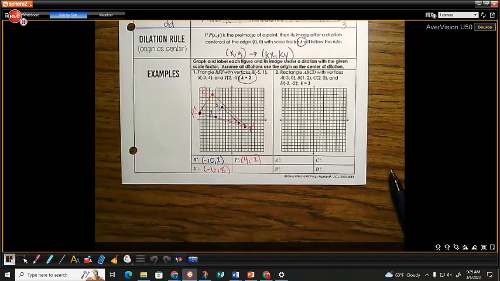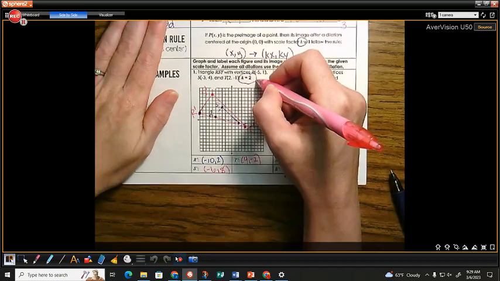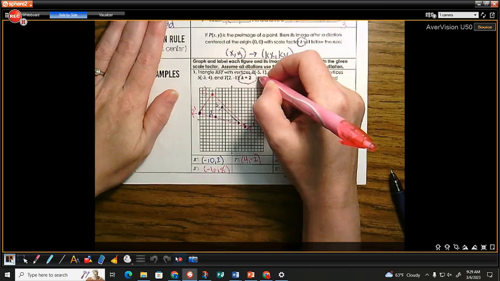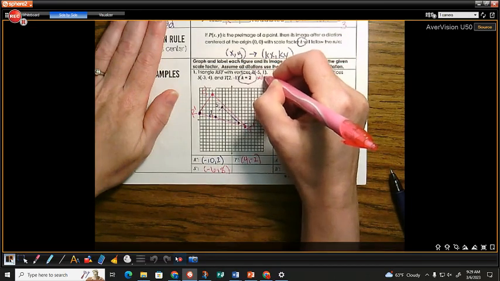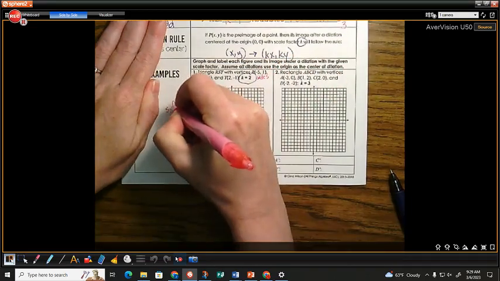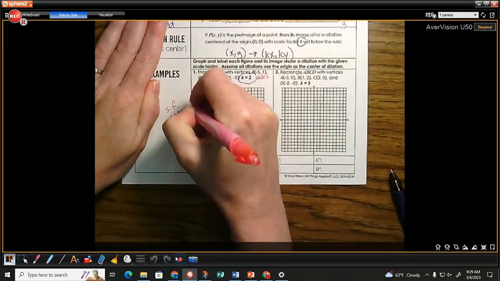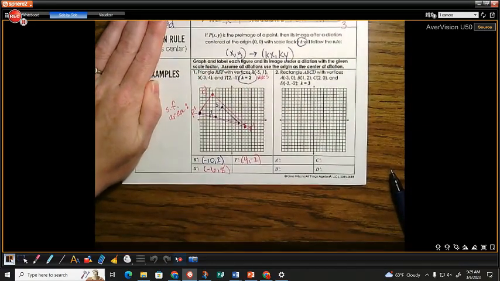By the way, this scale factor is the scale factor for the side lengths, right? So what will be my scale factor for the area? Do you remember from our similarity unit? How do you find the scale factor for the area?